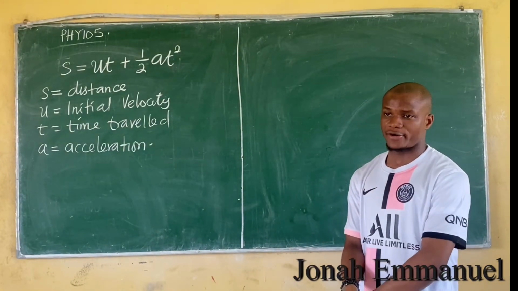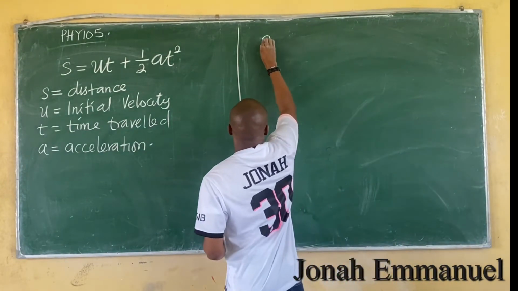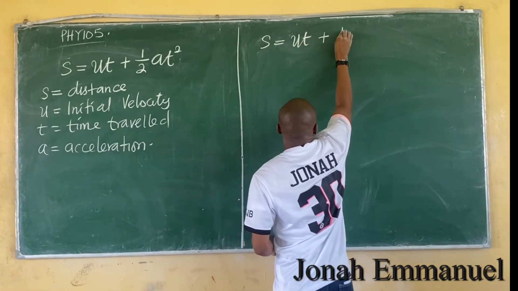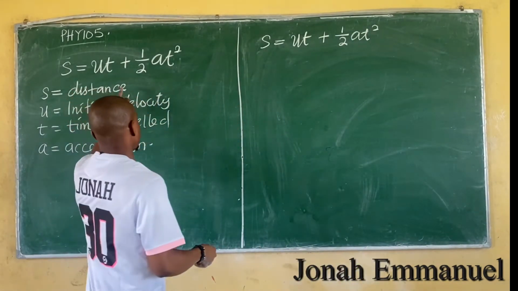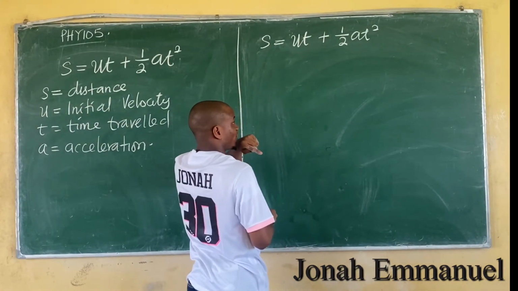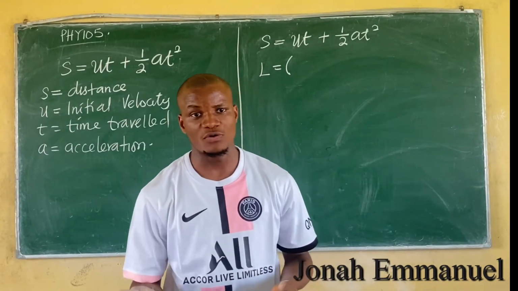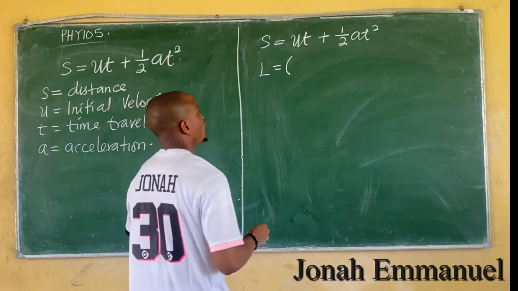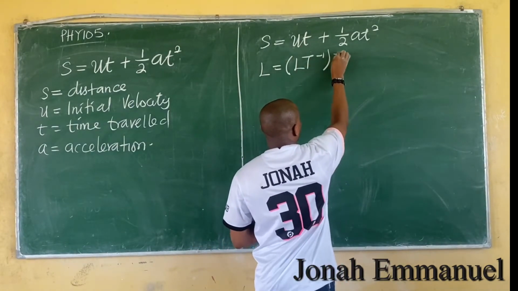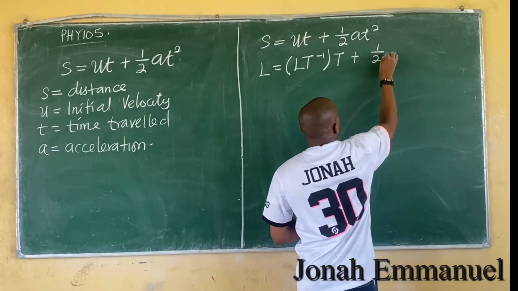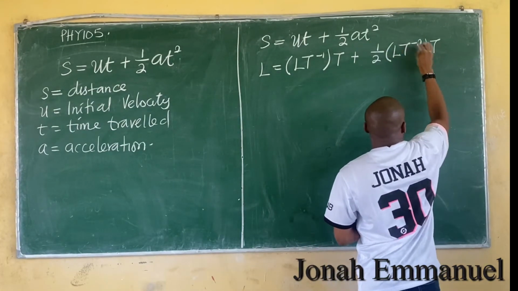Right. Let's prove this as being correct or being wrong. Solution: I have s equal to ut plus half at squared. So we recall dimensions. S is distance, so its dimension is L. U is velocity, whether initial or final. Please give me the dimension for velocity. For time, what's the dimension there? T. Plus half, acceleration, give me the dimension, times t squared.